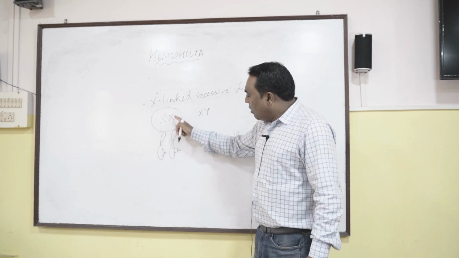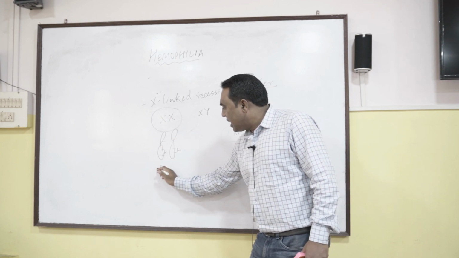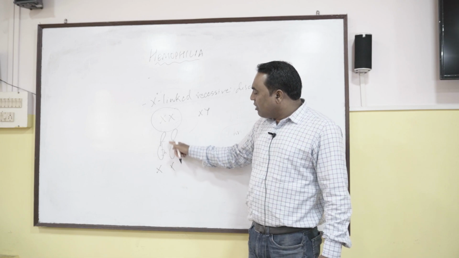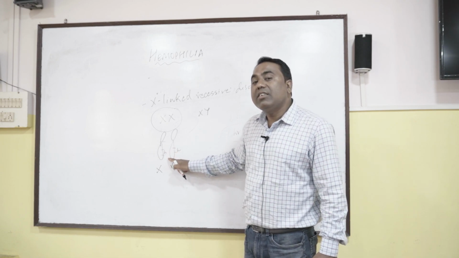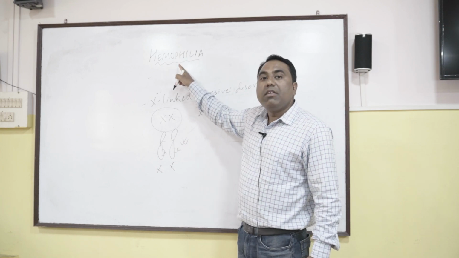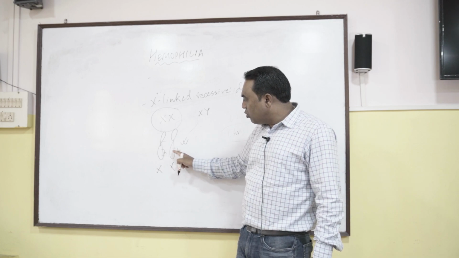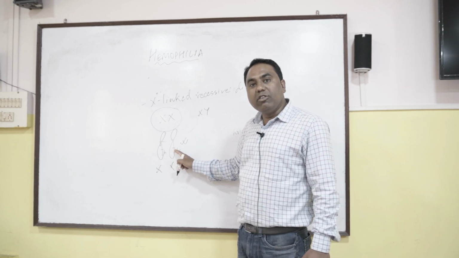9. So, if a female has sex chromosomes X and X, this X and this X, and in her X chromosomes she has the recessive type of gene, that means this female is going to have hemophilia. This female is going to have hemophilia because in both her X chromosomes she has small h and small h.